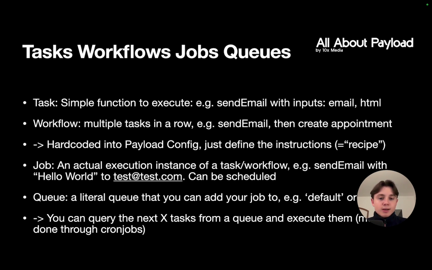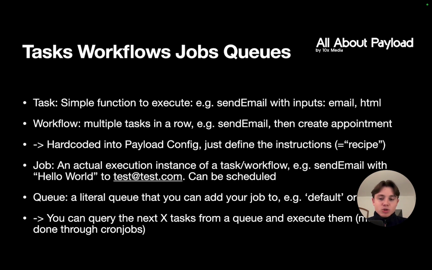So you can think of it as a recipe. For example, you first send an email and then you create an appointment. So those are hard-coded into the payload config file. And as I said, they don't actually do something. They're just recipes they can later call with a job.